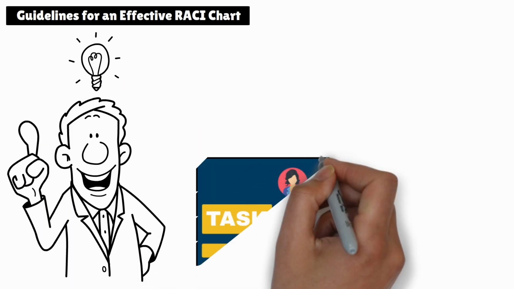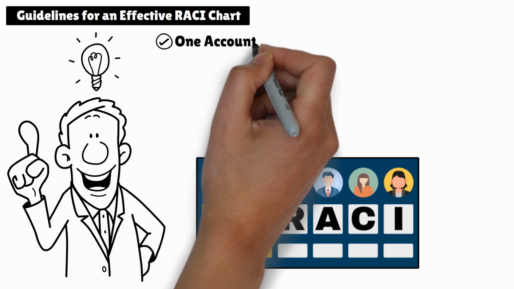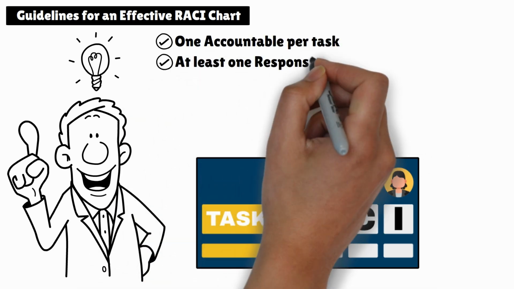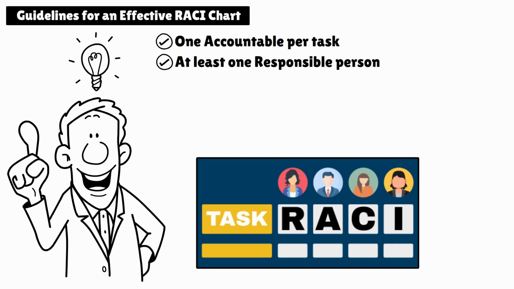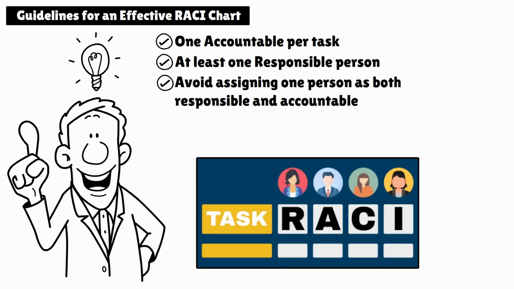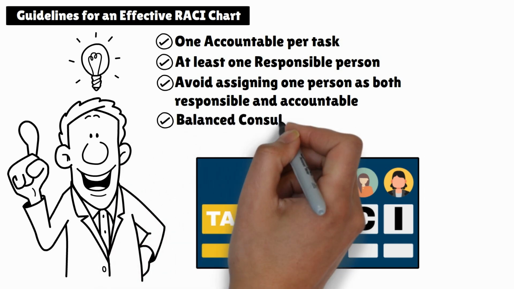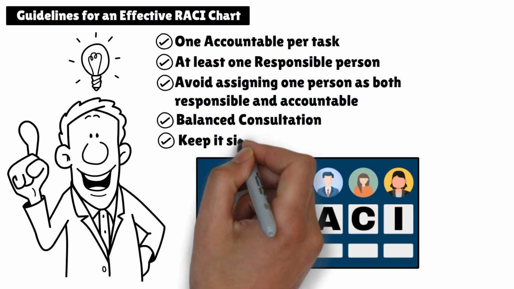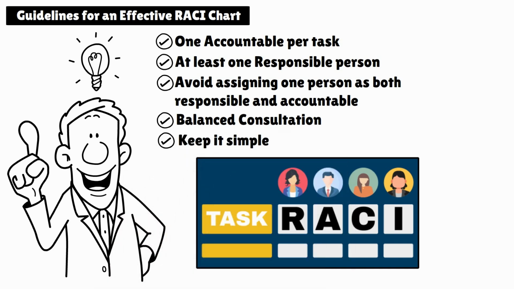Here are some best practices to keep in mind when using a RACI chart. To avoid confusion, only one person should be accountable for each task. Ensure every task has someone responsible for executing it. Avoid assigning the same person as both responsible and accountable for the same task. Too many people being consulted can delay decisions, so keep this balanced. While you want enough detail to clarify responsibilities, avoid making the chart overly complex.